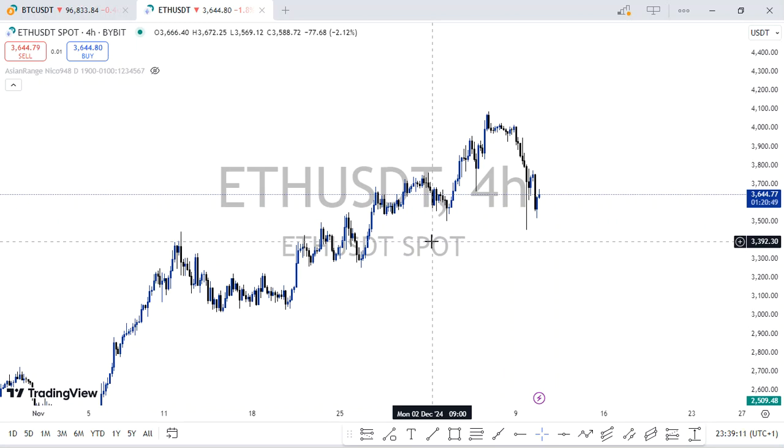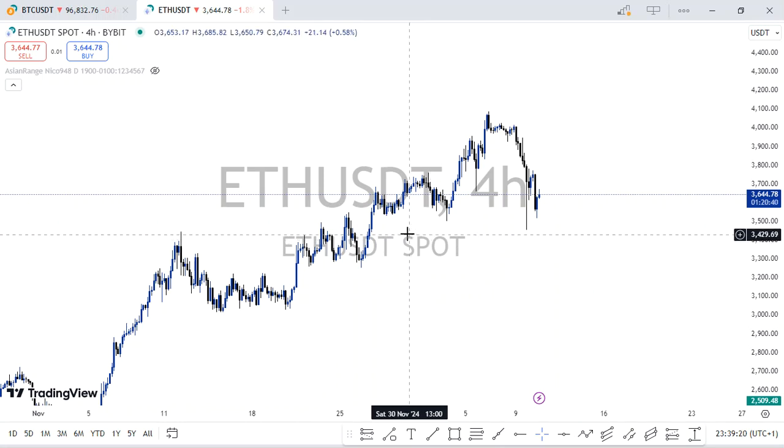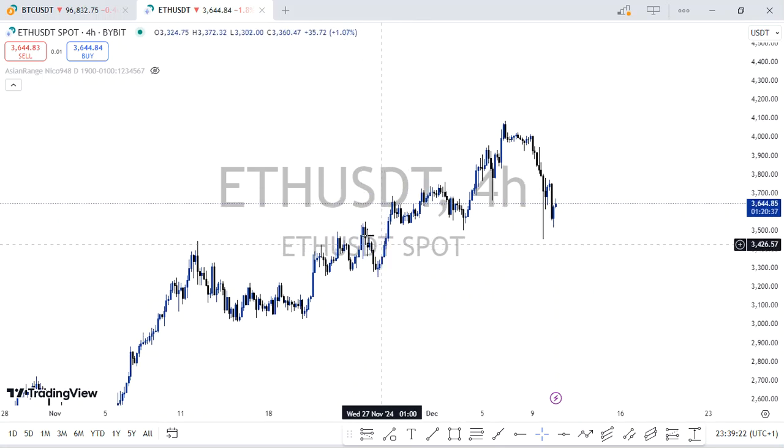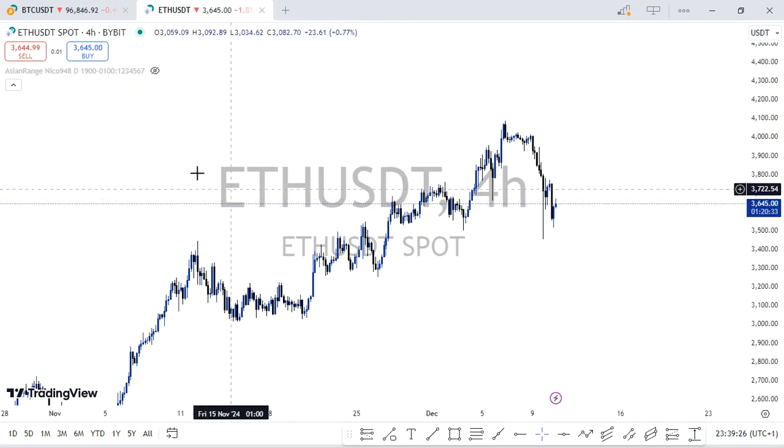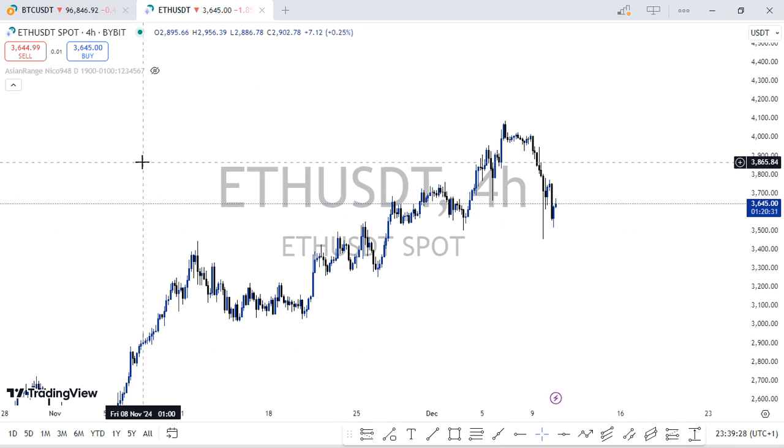In this video, we are going to be looking at how to trade SMC, which is the smart money concept, on crypto pairs. Today's pair is ETHUSDT, which is Ethereum USDT. Basically, we'll be running down everything from the smart money concept.